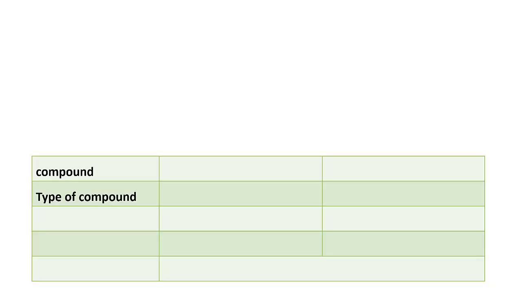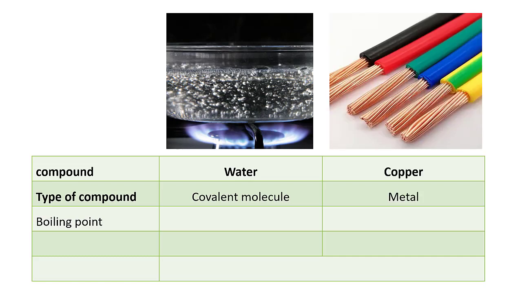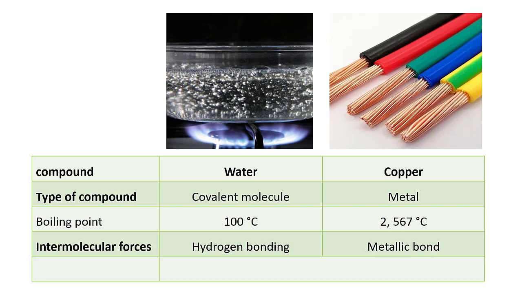If we compare the boiling point of water, which is a covalent molecule, with the boiling point of copper metal, definitely, the copper metal has higher boiling point than water molecules. Why does this happen? Remember that intermolecular forces between water molecules is hydrogen bonding. But for metal elements, the boiling point of a metal is determined by the strength of metallic bond. And of course, a metallic bond is stronger than hydrogen bonding.